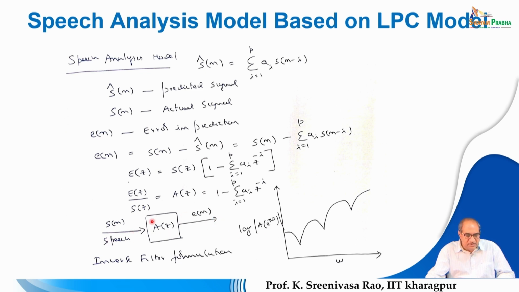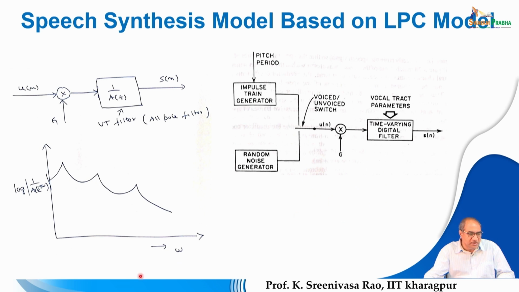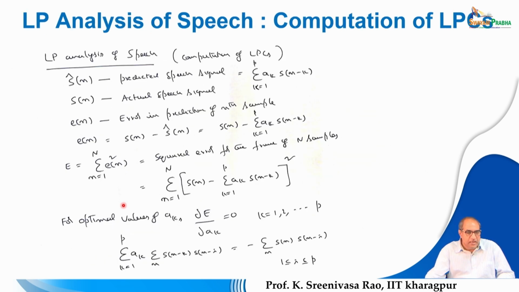If you look at the spectral characteristics of the system in the analysis phase, since it is an inverse system, the system response will be the reciprocal of the one we discussed in the synthesis model. In the synthesis model the system response is like this, whereas in the analysis model the response is just the inverse, because it is A of Z there. Therefore, wherever the peaks were, you can observe the corresponding zeros, and by analyzing the error we can derive the set of coefficients.